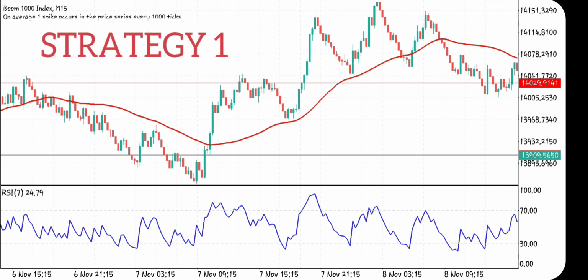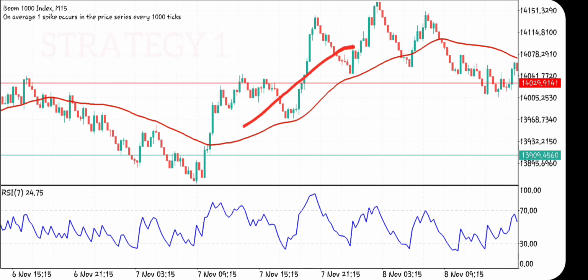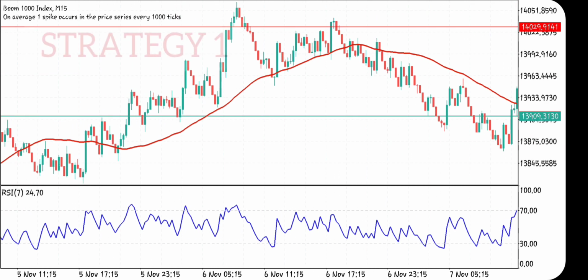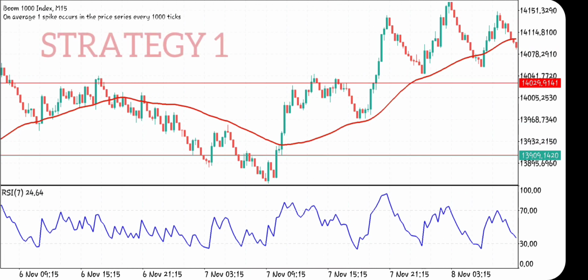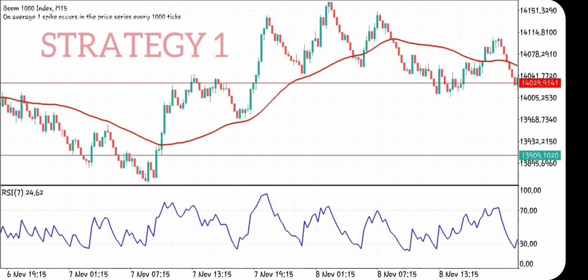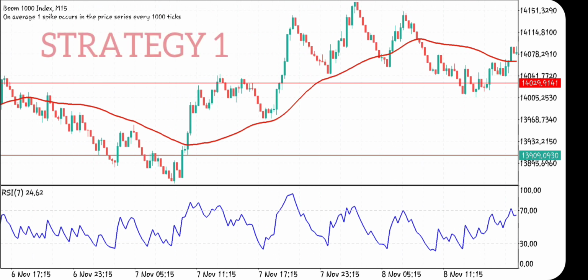The first strategy is, when we look at our moving average and price is above our moving average, we know that price is in an uptrend. Do we get that? So we want to assume that price is in an uptrend. And when price is below the moving average, we want to say that price is in a downtrend. So when price is above the moving average, that means price is in an uptrend.